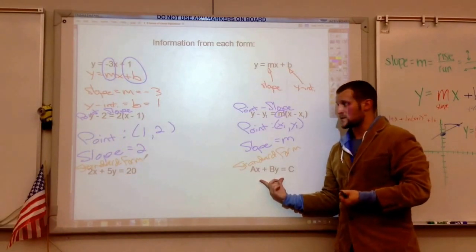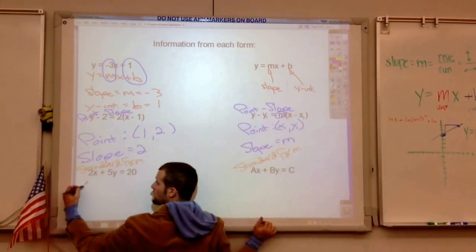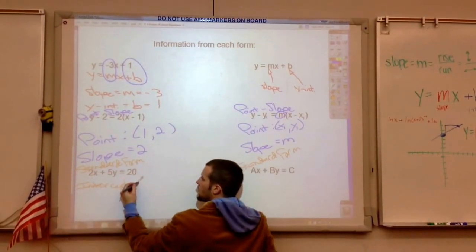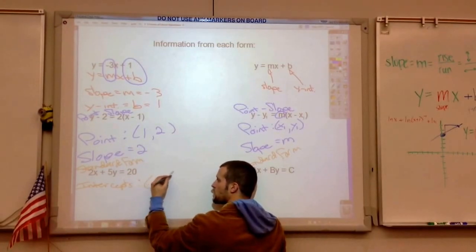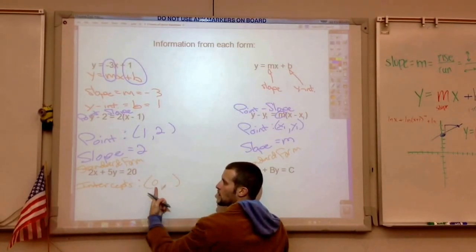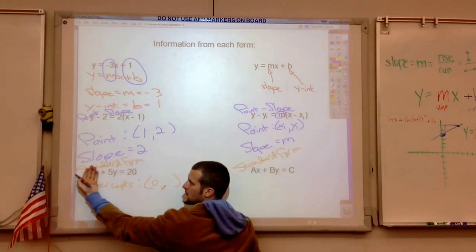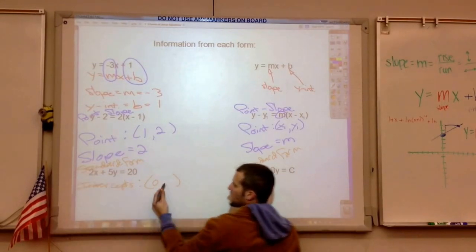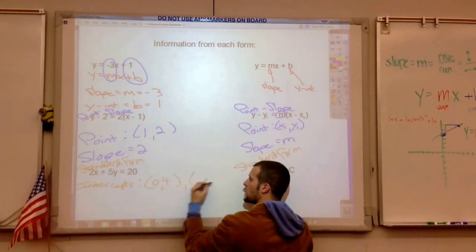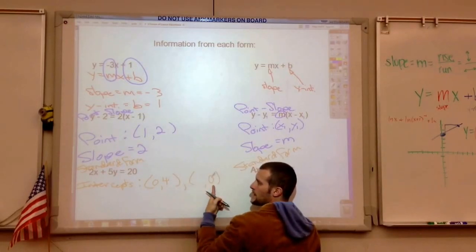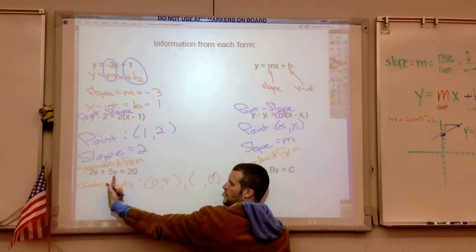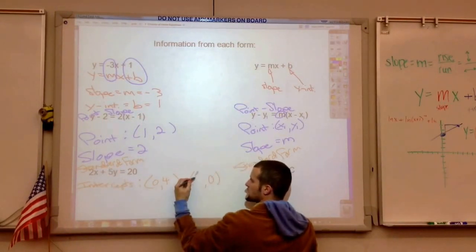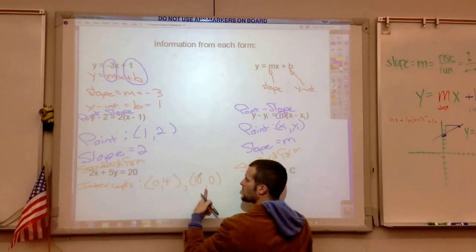You have two options with standard form. First, we could find intercepts by plugging in 0 for x and finding out what y is. Well, if 0 is in for x, then this thing disappears. And if you solve that equation, you can see it's just 20 divided by 5 makes 4. Then I can plug in 0 for y, and if I plug in 0 for y, this disappears, and I get 2x equals 20. When I divide, I get x equals 10. So you can pull out your intercepts.